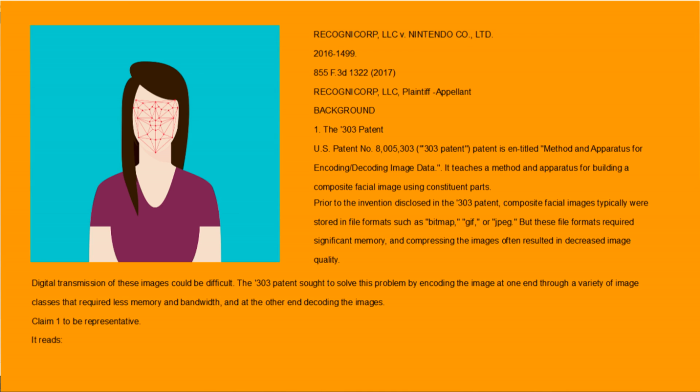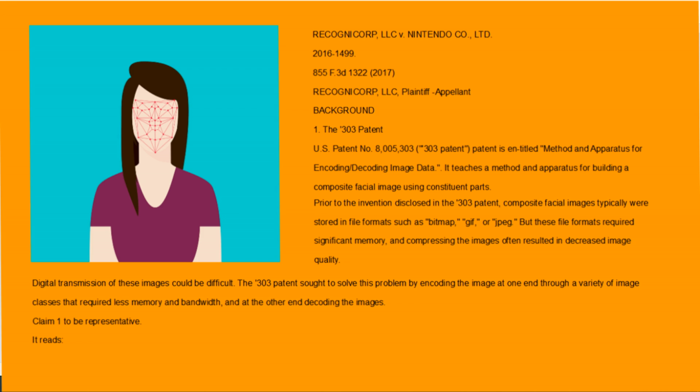It teaches a method and apparatus for building a composite facial image using constituent parts. Prior to the invention disclosed in the 303 patent, composite facial images typically were stored in file formats such as bitmap, GIF, or JPEG. But these file formats required significant memory, and compressing the images often resulted in decreased image quality. Visual transmission of these images could be difficult.